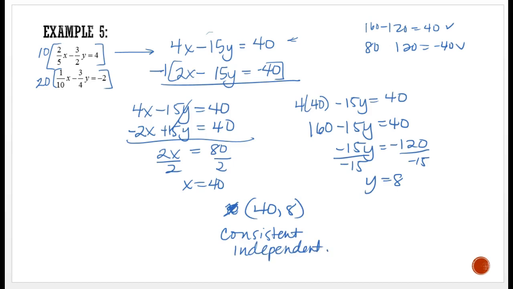Hope that gives you some ideas of how to do elimination and also an understanding of what consistent and inconsistent means. Okay, we'll see you in class.